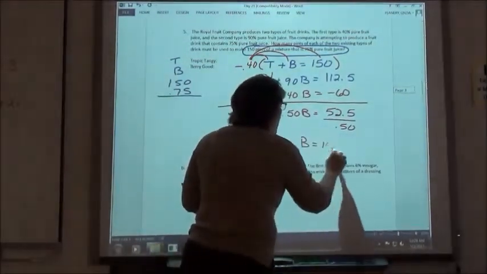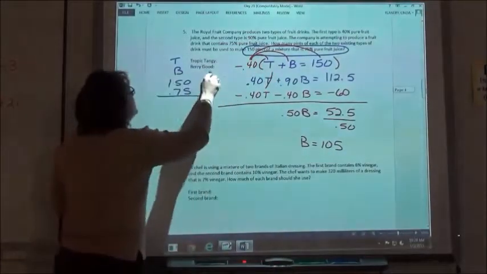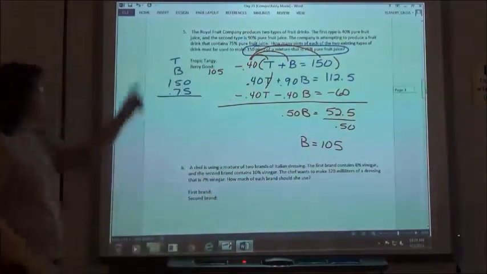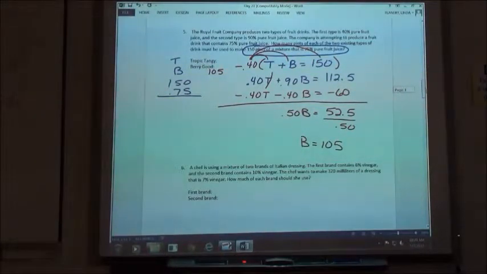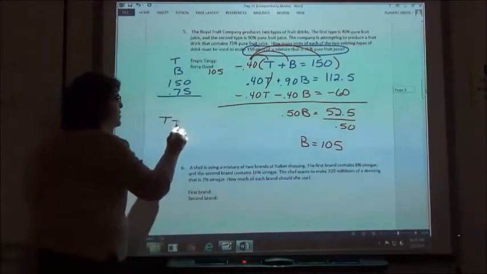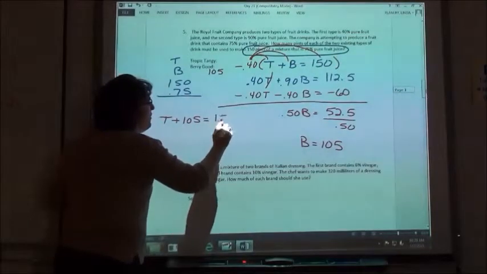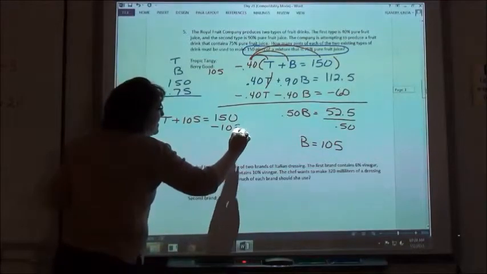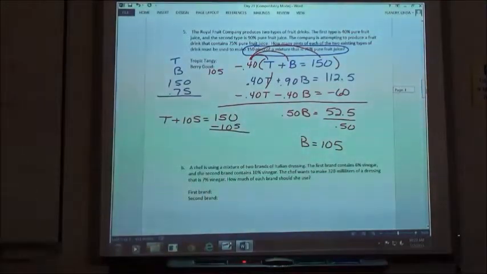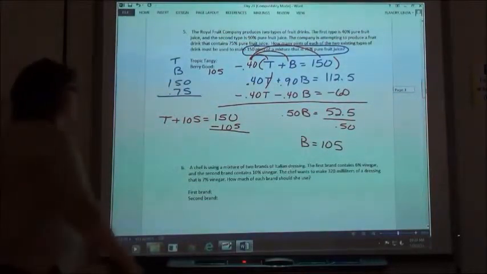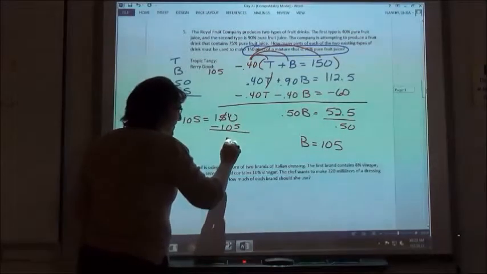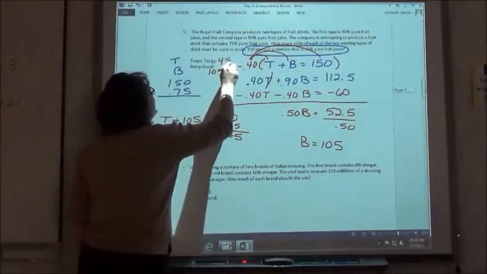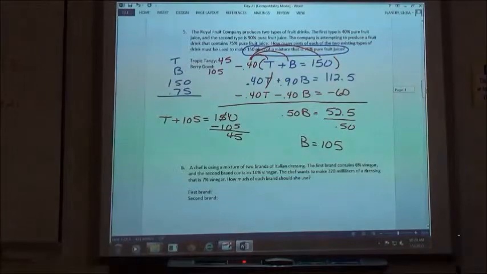B equals 105. I didn't think the full amount was going to be all 150. We know that the sum of our two was 150, right? So T plus 105 equals 150. How much does that leave for the Tropic Tangy? 45. So 45 pints of Tropic Tangy and 105 pints of Very Good.